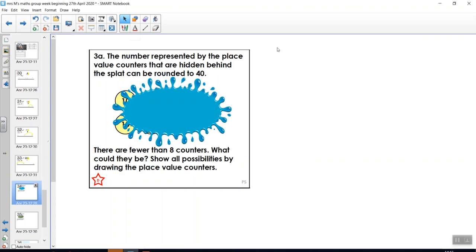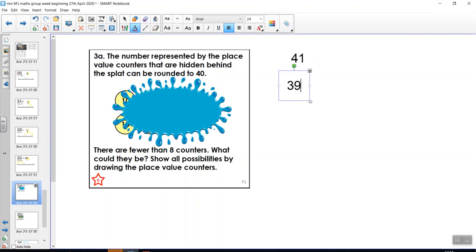So my number can be rounded to 40, but it's fewer than 8 counters. I won't have any 100 counters in there. Let's think about my number. So 41 can be rounded to 40, but it would only take 5 counters. 39 could be rounded to 40, but that would take 12 counters.